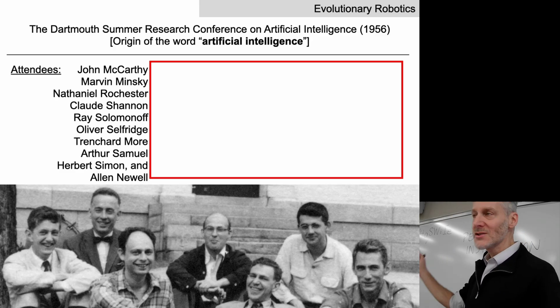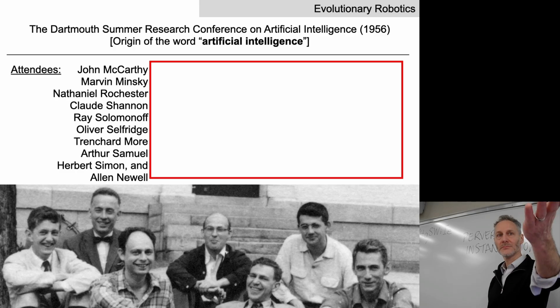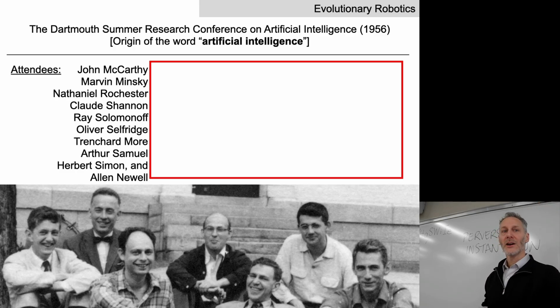Okay, here's the attendees. Anybody recognize any of these names? Claude Shannon, the founder of information theory. Some people say we currently live in the information age. What do we mean by information? Turns out there is a formal definition for information, and Shannon was the one that formally defined it. In his master's thesis, by the way.